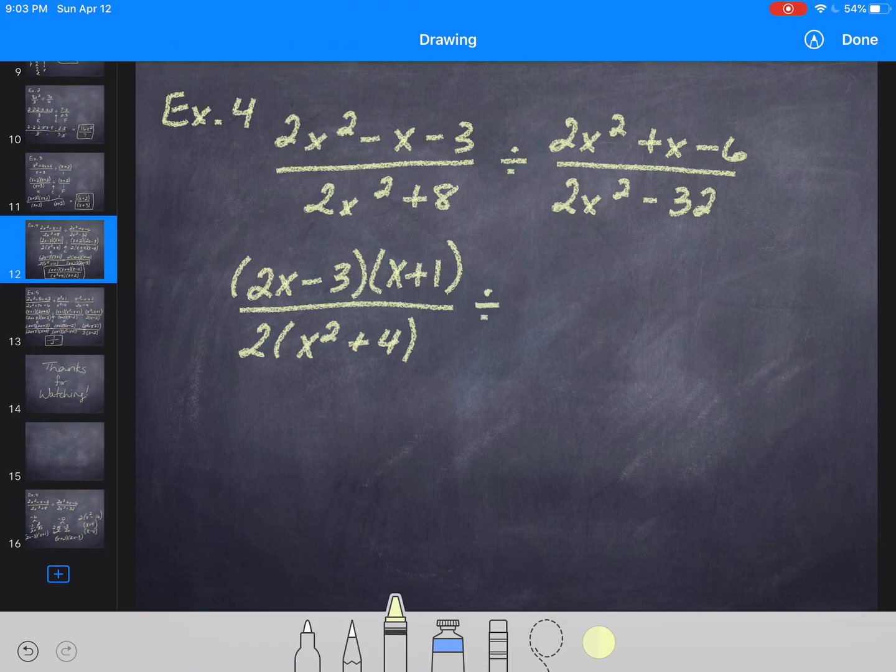Now I'm going to factor my second numerator using MIFTERM. You can pause here to factor. My factors are x plus 2 and 2x minus 3.